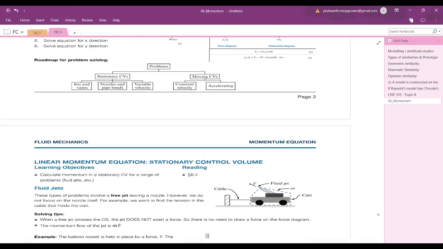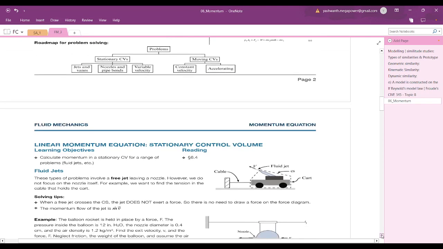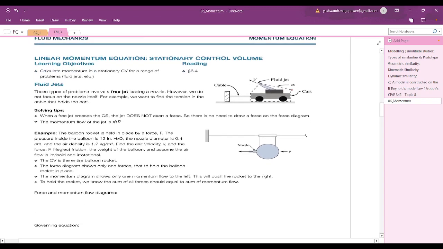Now you see the linear momentum equation for a stationary control volume. So what is meant by stationary? Stationary means not moving, right? At rest. Stationary means at rest. Now in this case, what are the scenarios and how to solve this?